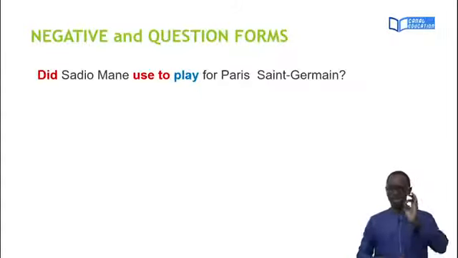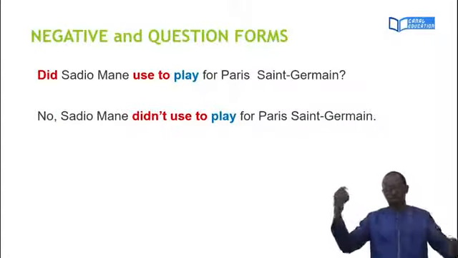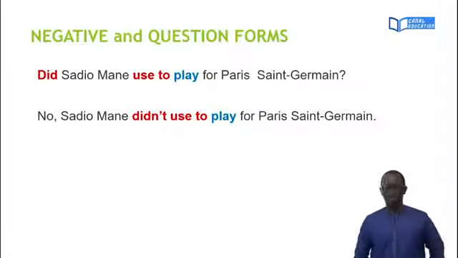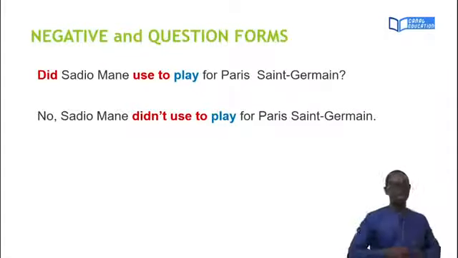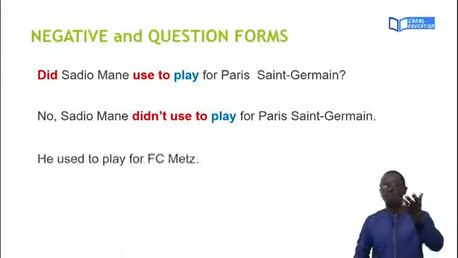Okay, now let's see how the negative form works. I'm going to ask you the question, you answer. Answer my question, okay, before I give it to you. What do you say? Very good. No, Sadio Mane didn't used to play for Paris Saint-Germain. Okay, he used to play for, can you guess? As a supplementary answer, he used to play for FC Metz. Good.